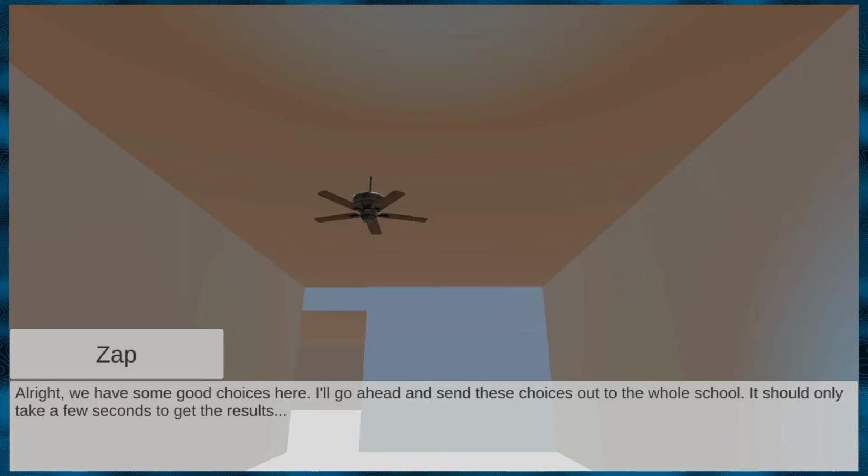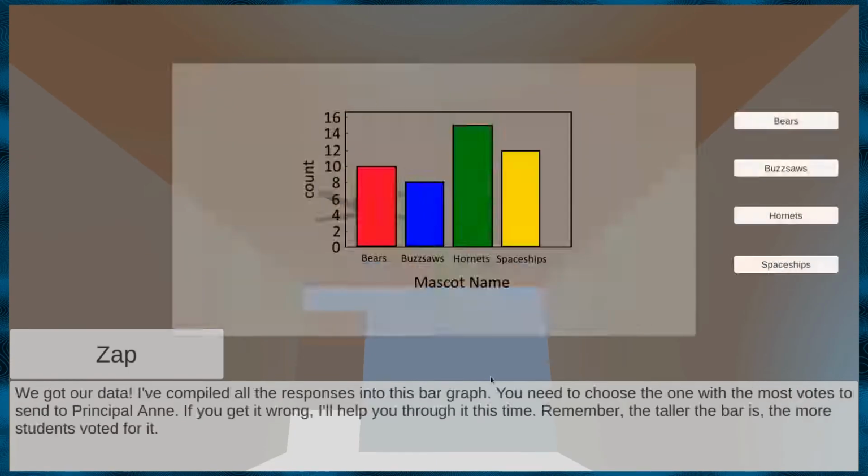Alright, we have some good choices here. I'll go ahead and send these choices out to the whole school. It should only take a few seconds to get the results. We got our data. I compiled all the responses into this bar graph, and we just did a plurality vote, so we have no real sense of what the preference is.